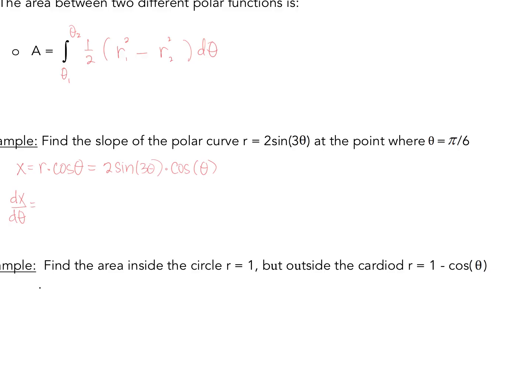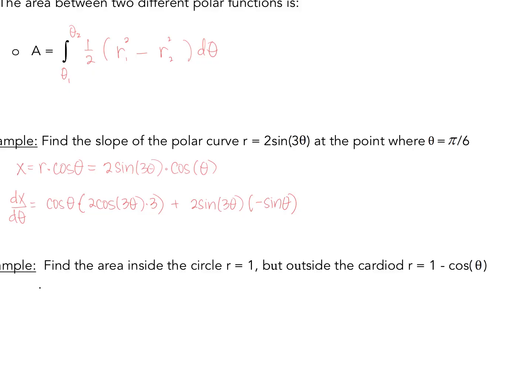So that'll be the product rule, which says start with cos theta and then multiply by 2 cos 3 theta times 3. So that's the first part of the product rule. And then plus, you do the second part of your product rule. So 2 sine 3 theta times negative sine theta.